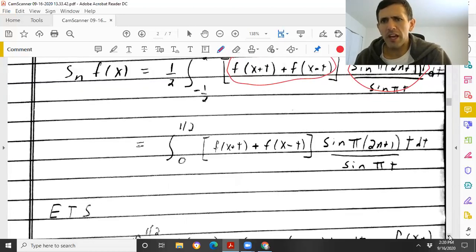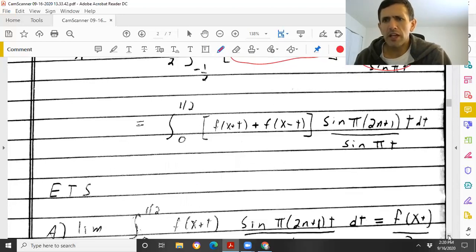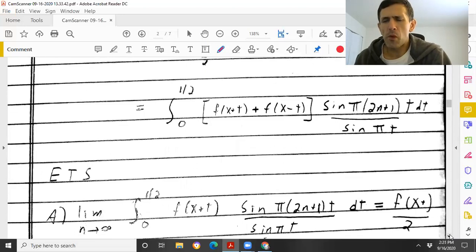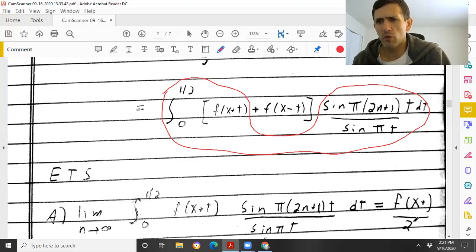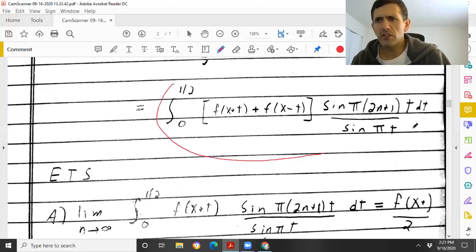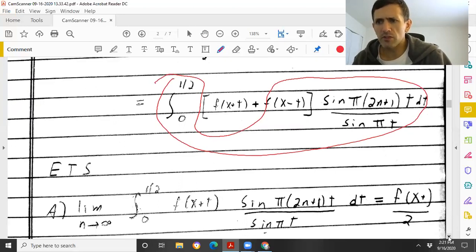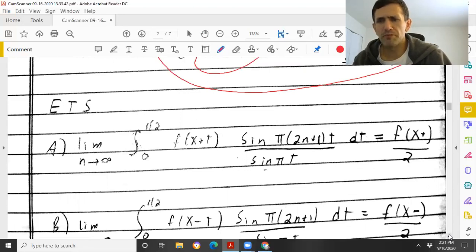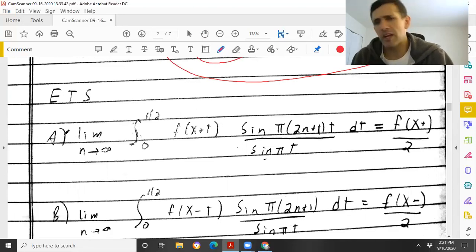So what this is saying is, to prove Jordan's theorem, it's enough to prove that the first integral, break this up into 2 integrals. So if I integrate this here, this is going to be equal to f of x plus over 2. And this integral here is going to be equal to f of x minus over 2. We're just going to do A. B is basically the same. It's going to be an easy homework. All right, so let's get to it.